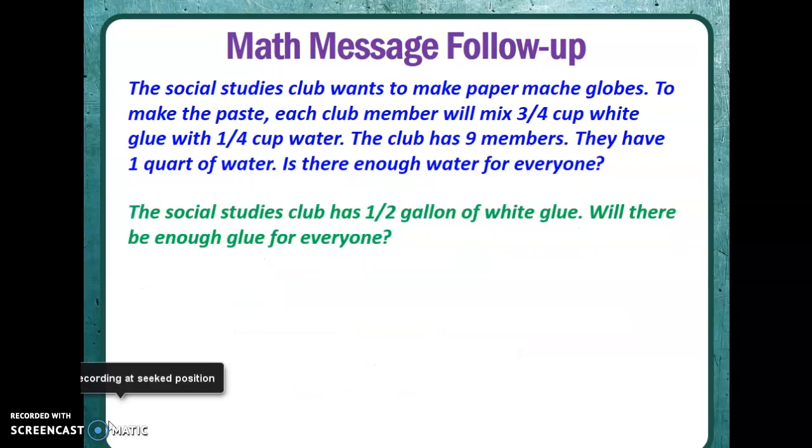All right, now let's focus on the glue. So we know that each club member is going to mix 3/4 cups of white glue, and the club has 9 members. The question says the social studies club has 1/2 gallon of white glue. Will there be enough glue for everyone?